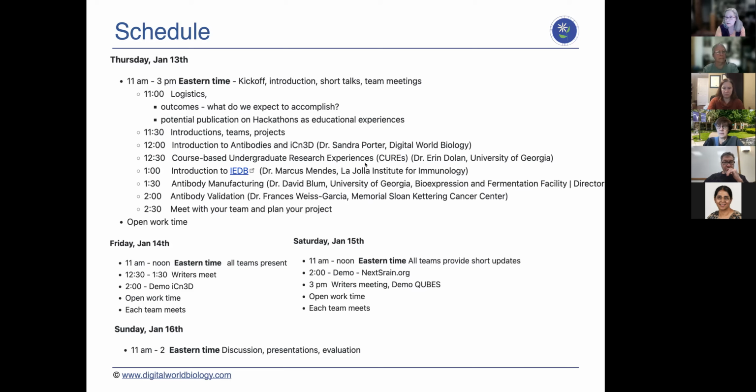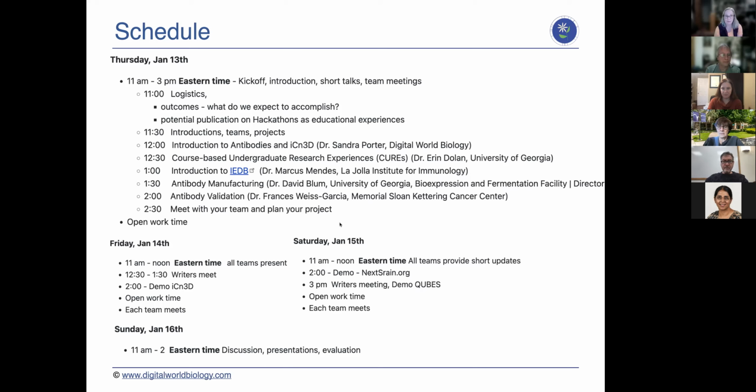Dr. Erin Dolan, who is the expert on undergraduate research, came and talked about CUREs and what course-based undergraduate research experiences are. Marcus Mendez from La Jolla Institute talked about the Immune Epitope Database. David Bloom talked about antibody manufacturing, and Francis Weiss Garcia talked about validation of antibodies and why that's a really important thing to do and why that can be different in different contexts.